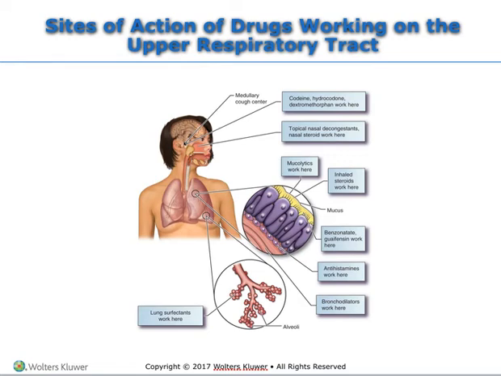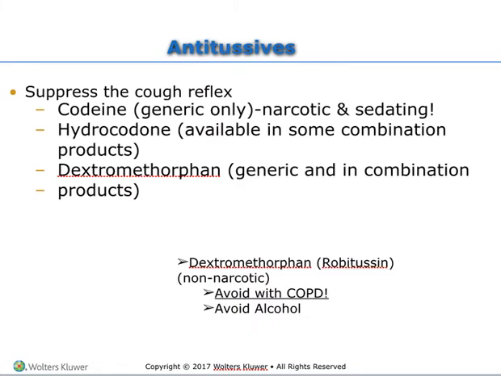So this is just a nice picture of where each of those types of drugs work. And that can help you figure out why we use them to treat certain conditions. So we're going to talk about each class of drugs a little bit more in depth, starting with antitussives. So these are your cough suppressants. They act on the cough control center in the brain to suppress the cough reflexes. There can be non-narcotic, narcotic, or a combination of both.